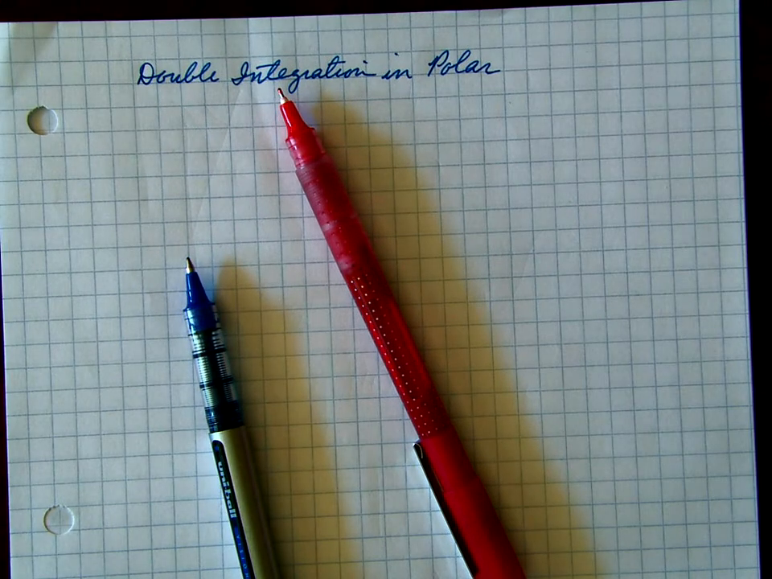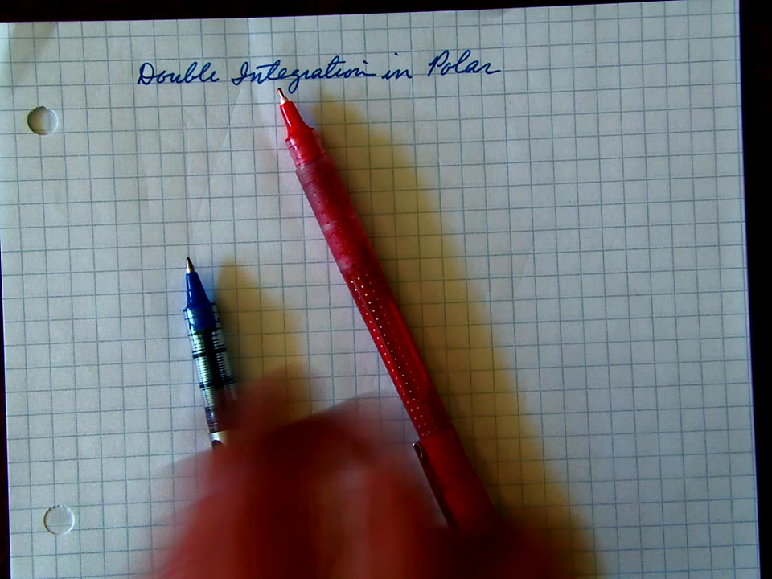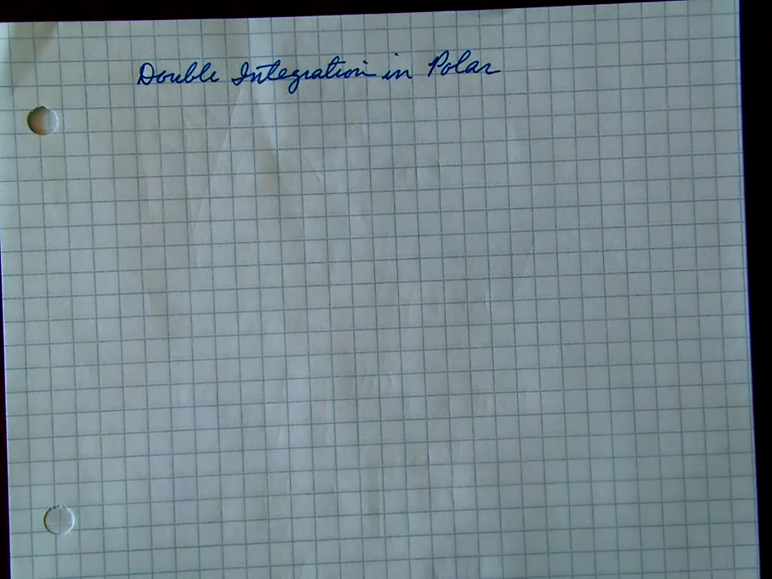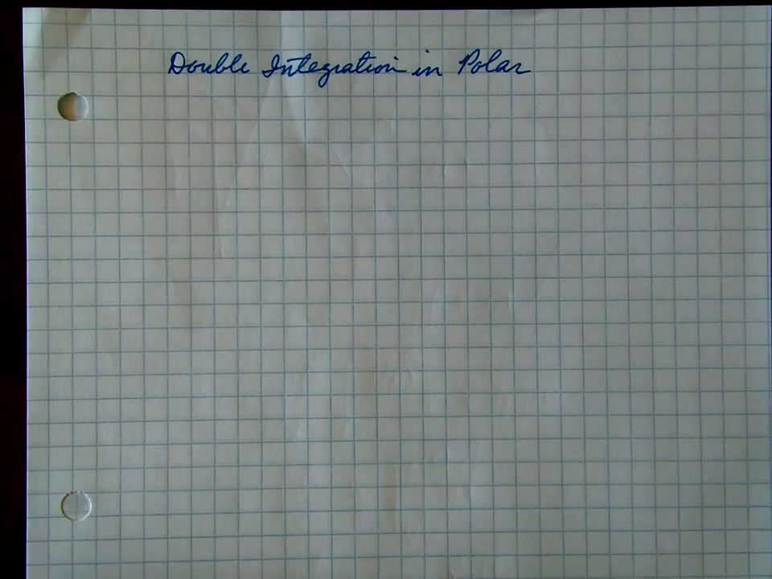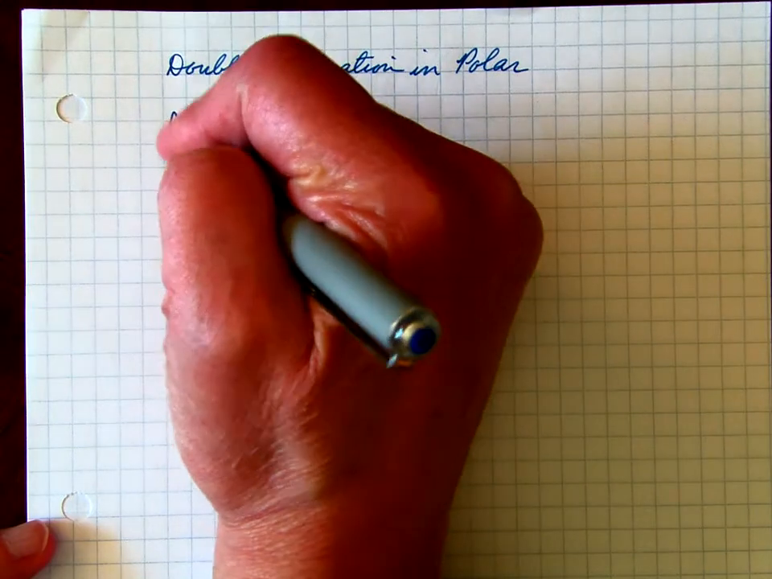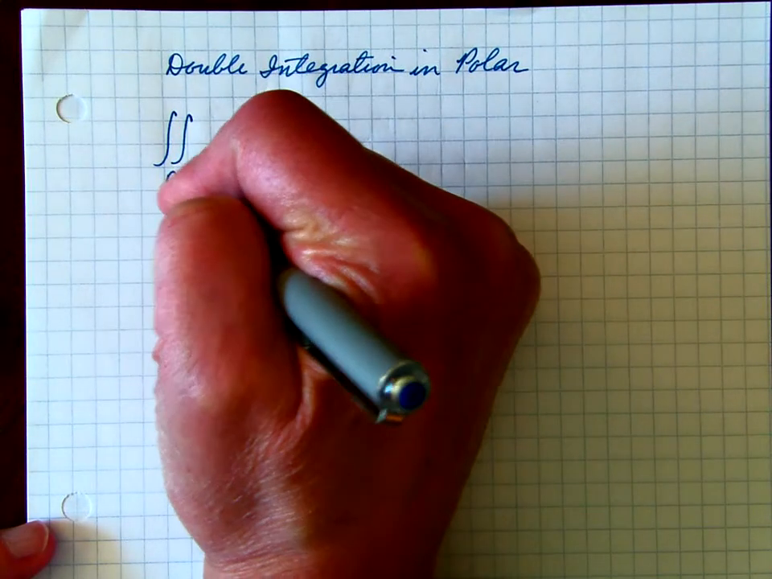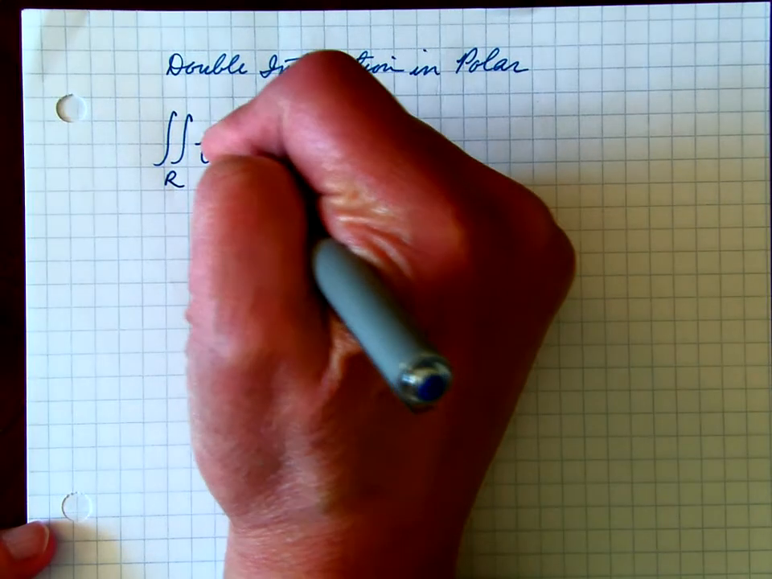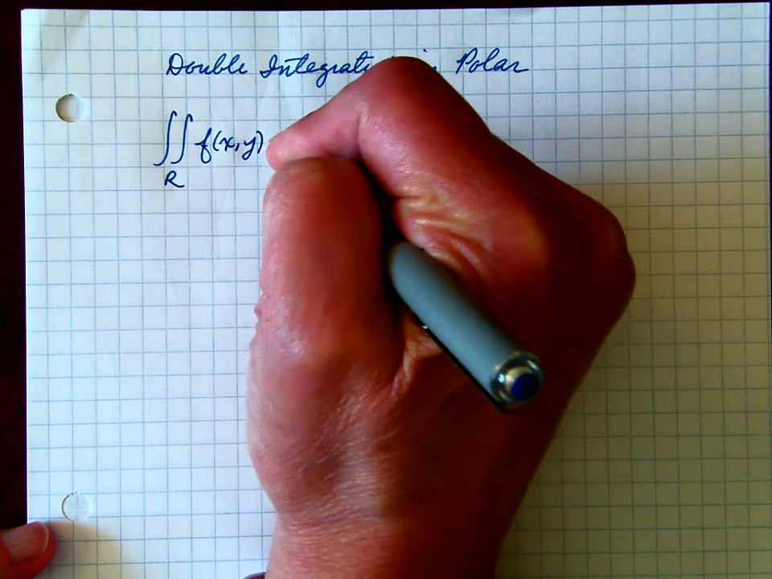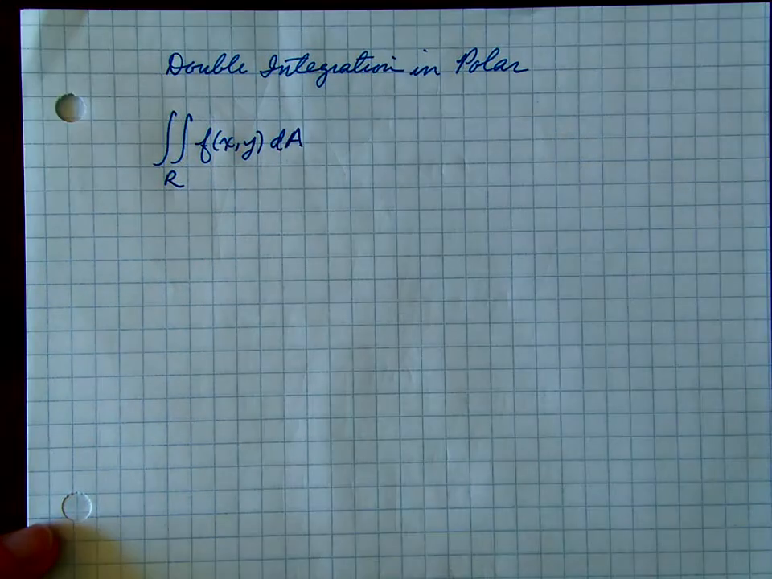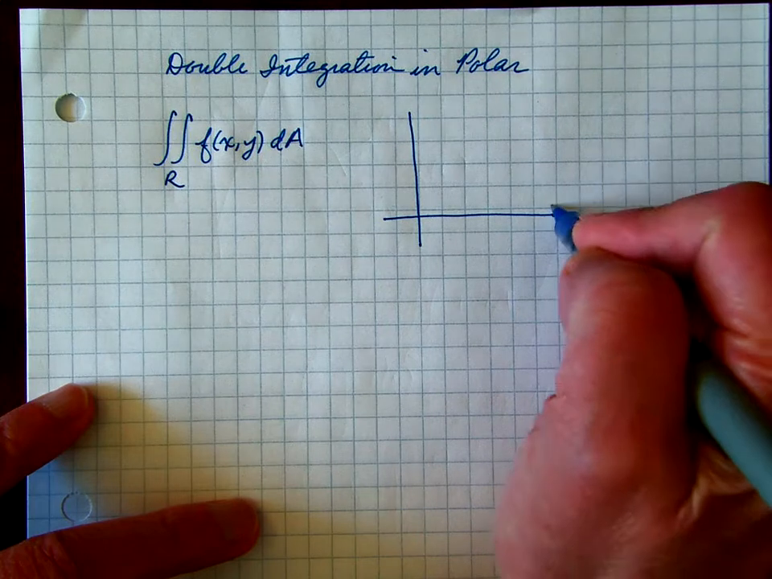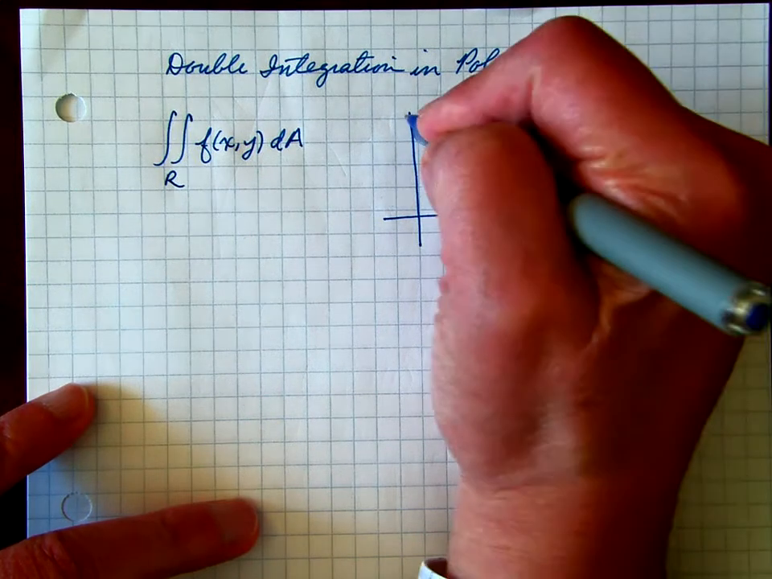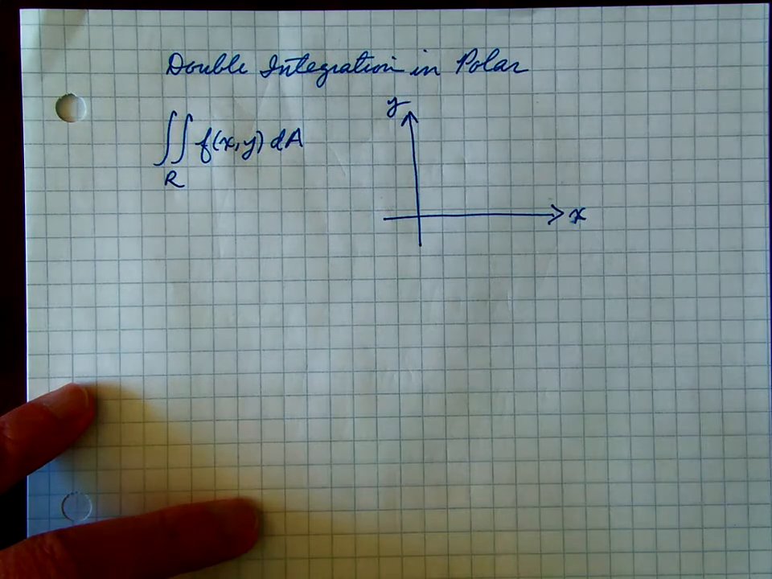Let's talk about double integration in polar coordinates. We already know how to do this in rectangular. Let's do a quick flashback. Consider the double integral over region R of some function of two variables with respect to area. Now, of course, we have grown accustomed to doing this over a region described in an XY Cartesian coordinate system.